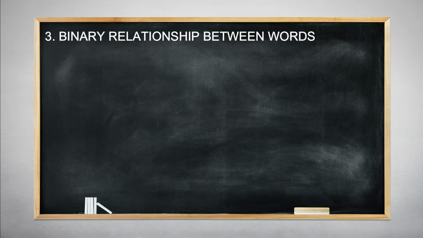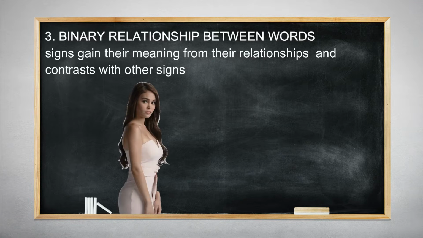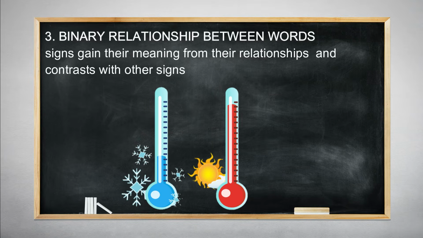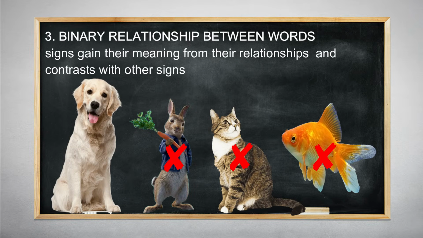3. Binary relationship between words. Because different languages have different words to refer to things, signs gain their meaning from their relationship and contrasts with other signs. In other words, when we try to define things, we start with what they are not. For instance, Ivana Alawi is famous because she's not insignificant. We say, it's cold because it's not hot. A dog is a dog because it's not a rabbit. It's not a cat. It's not a fish. So how do we define dog? We define dog by contrasting it to other things which it is not.